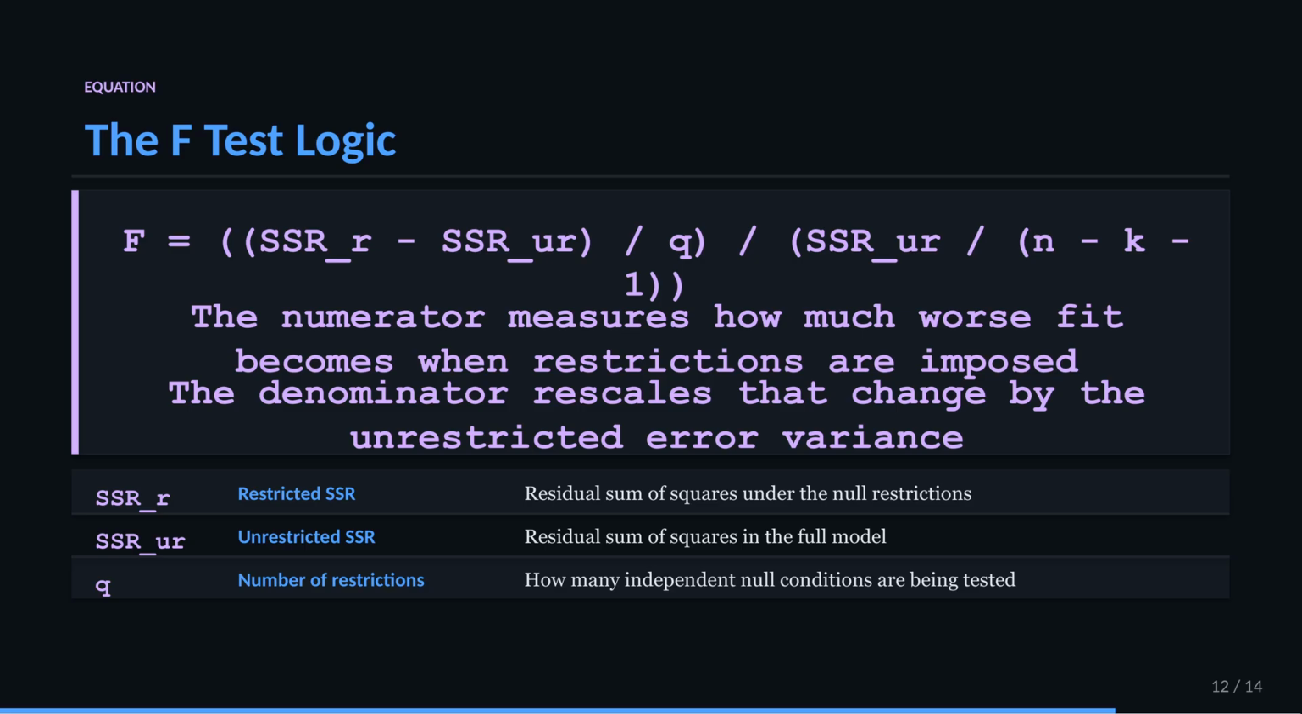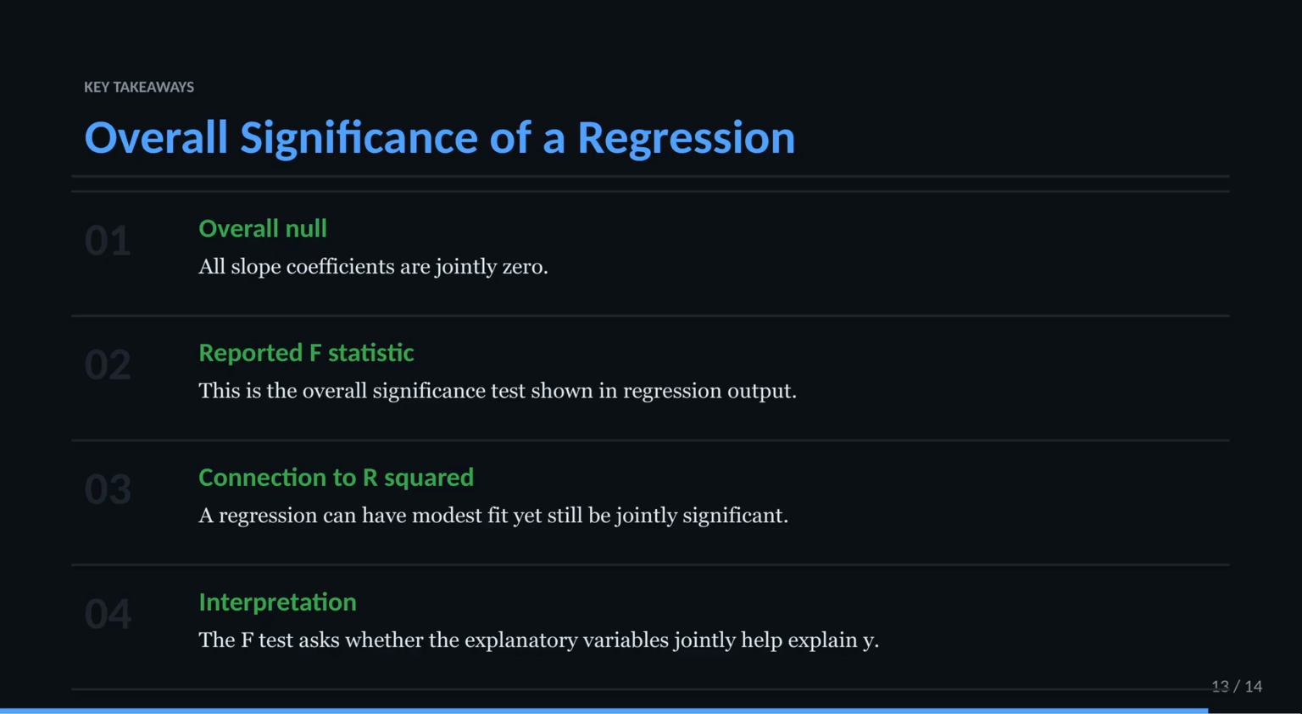The same logic also shows up in the overall significance test reported by regression software. That overall F-test asks whether all slope coefficients are jointly 0. In other words, do the explanatory variables collectively help explain y? This is why the F statistic and R squared should be read together. A regression can have only modest fit and still be jointly statistically significant, or it can explain little of the total variation and still contain real signal.